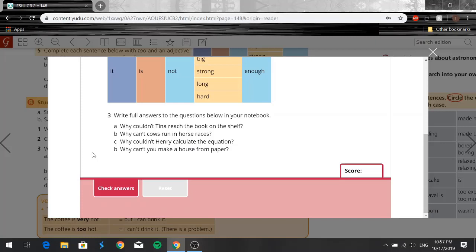We could say he wasn't clever enough. Or we could also say he wasn't fast enough. Both are correct.